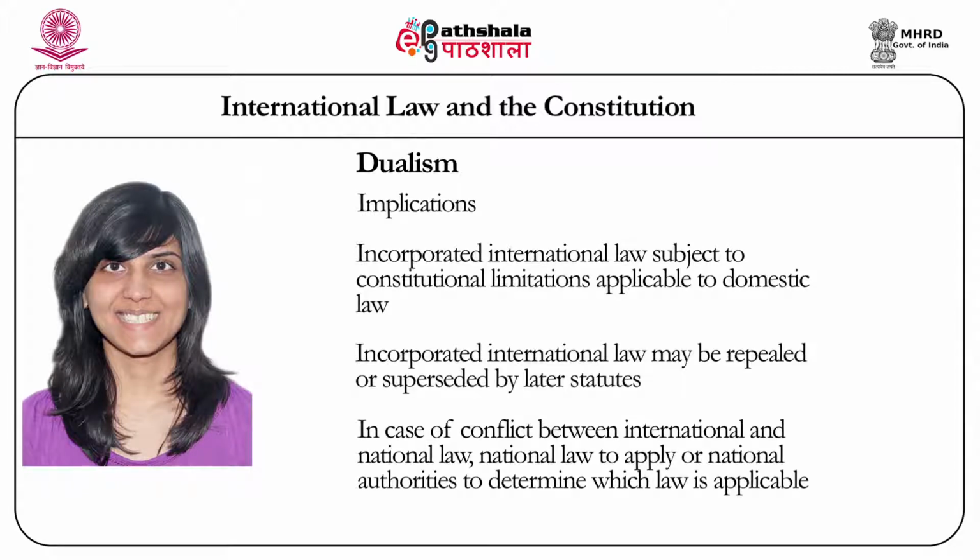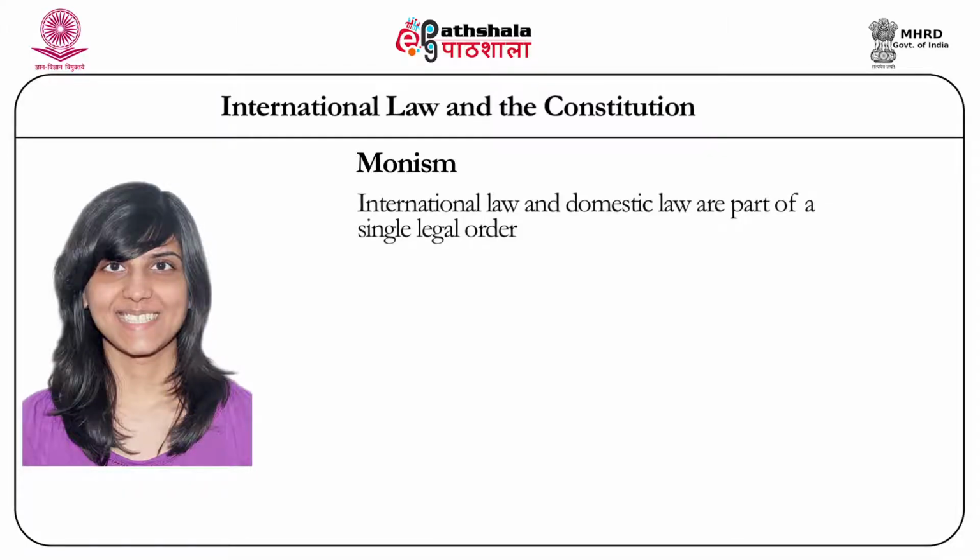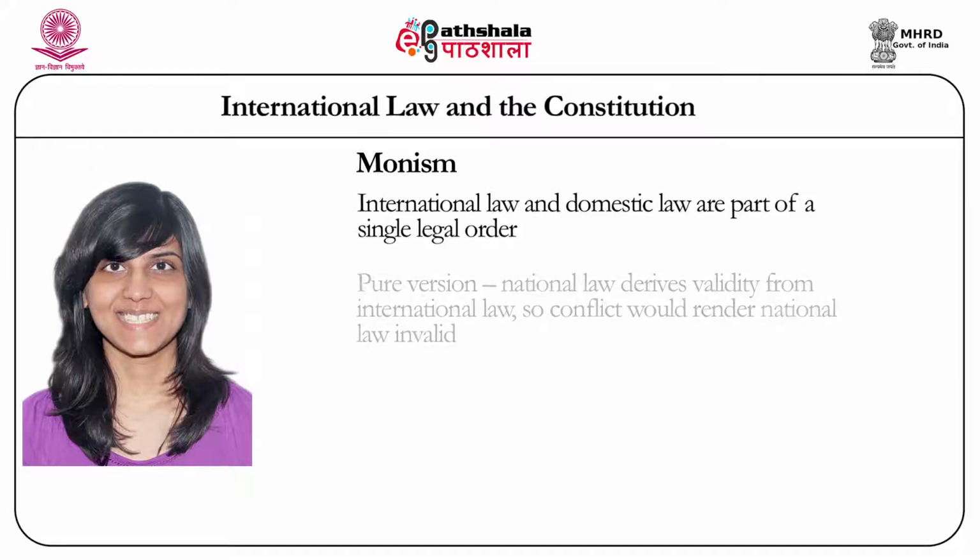Let's move on to the other school of thought on the relationship between international law and domestic law, which is monism. As opposed to dualists, who argue that the international and domestic legal systems are separate and distinct, monists argue that international law and domestic law are part of a single legal system. In a pure version of monism, national law is seen as ultimately deriving its validity from international law, which stands higher in a hierarchy of legal norms.